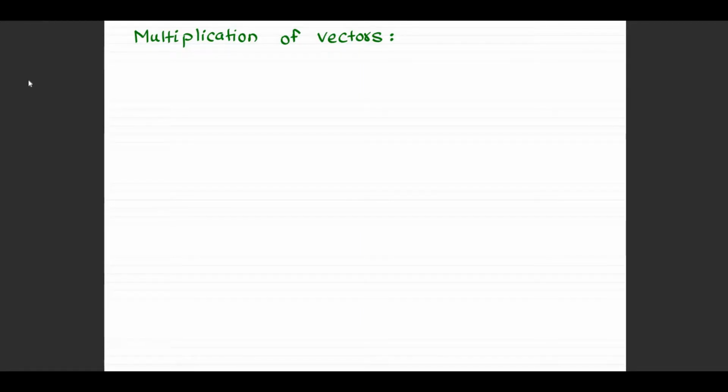Hello everyone. In this video then we are going to discuss multiplication of vectors. Remember we have already talked about addition and subtraction. In this video we'll deal with multiplication of vectors. There are two types of multiplication that are defined for a vector. The first one is known as dot product.